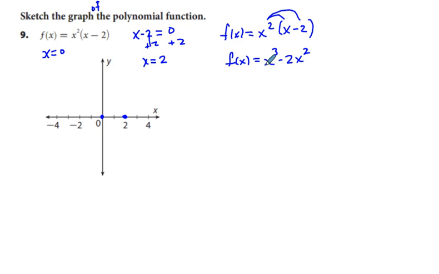And our leading term is going to be this one, x cubed, which means we're going to start low and end high. And this one here, we have x squared equals 0, so we have x equals 0 and x equals 0. And so we're starting low, and we're coming up here, and this one has a multiplicity of 2, and then we're coming down here like that. So that's what this looks like.